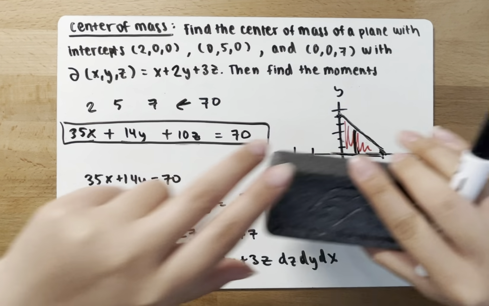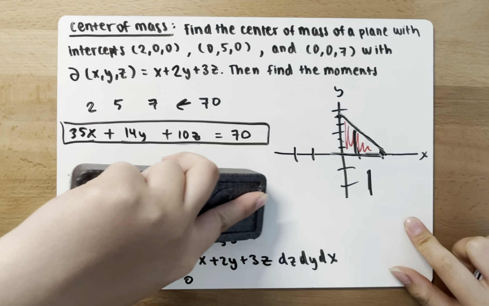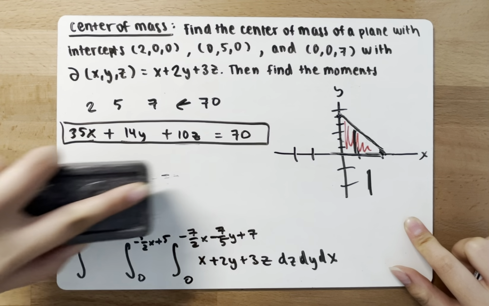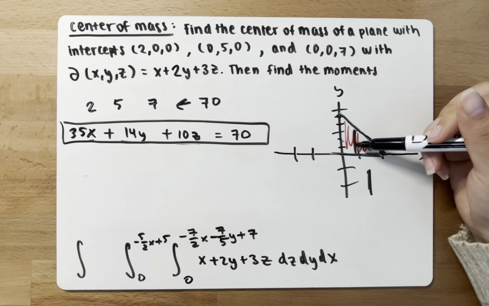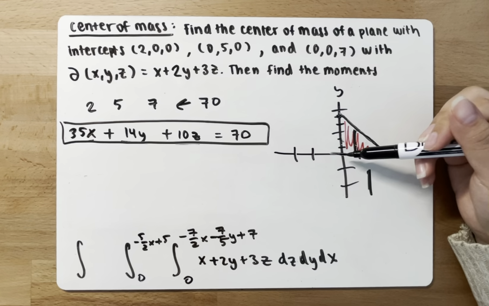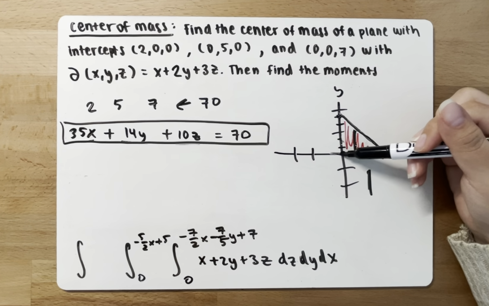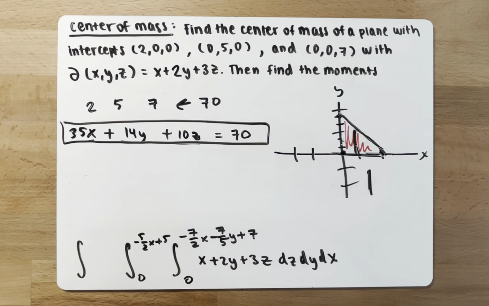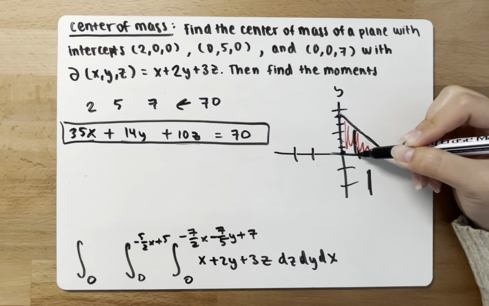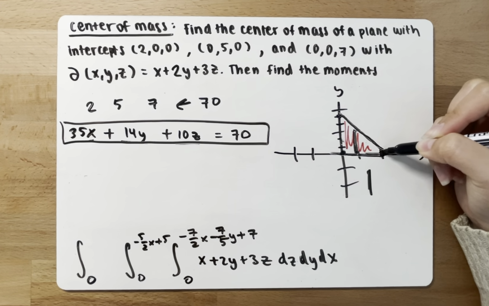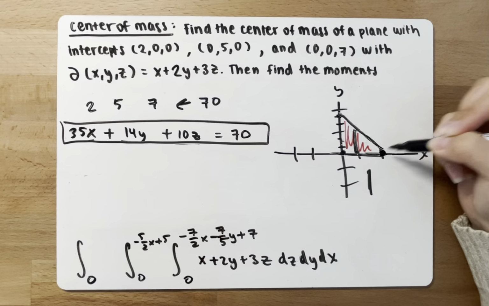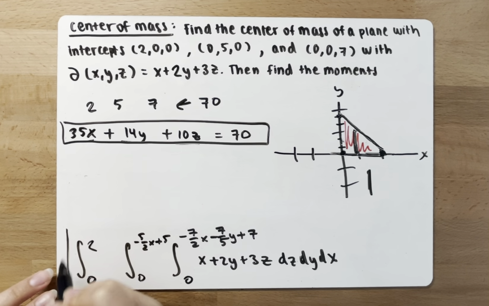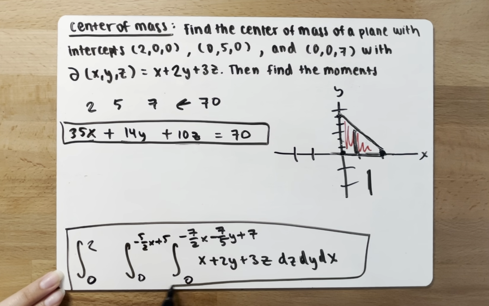Moving on to finding boundaries for x. To find the boundary for x, take the slider and slide it to the leftmost part to find the lower boundary. It will stop right here, which means that the lower boundary is 0. Now take the slider, slide to the rightmost part. It will stop right here, which means the upper boundary will be 2. Therefore, your integral to find mass will be as such.